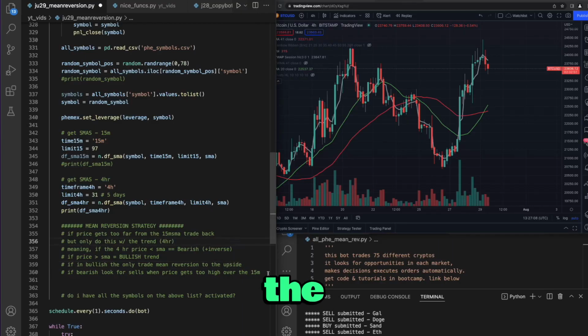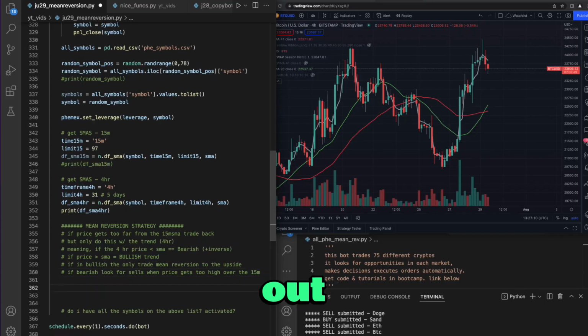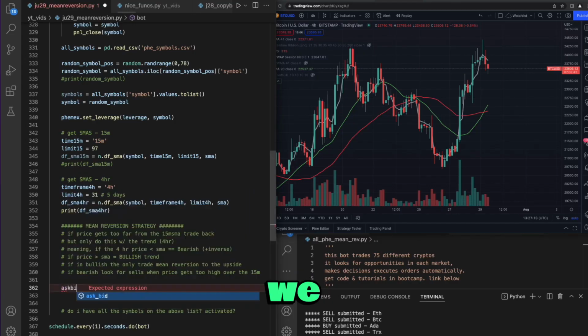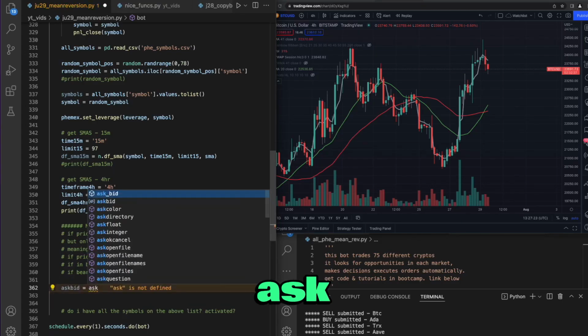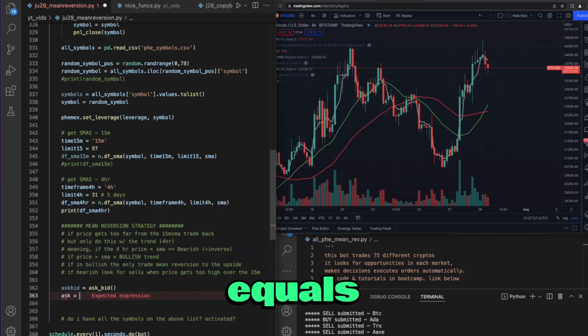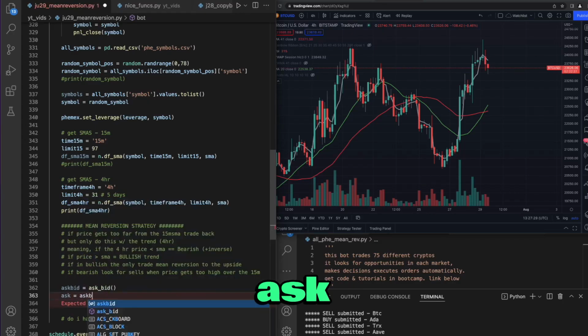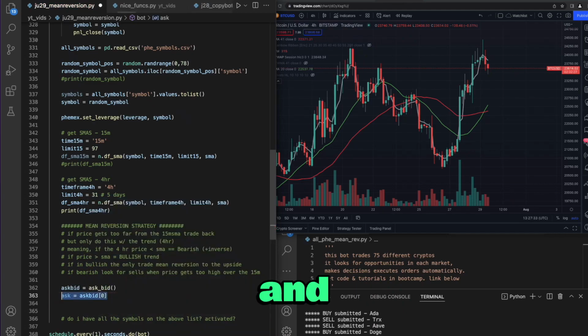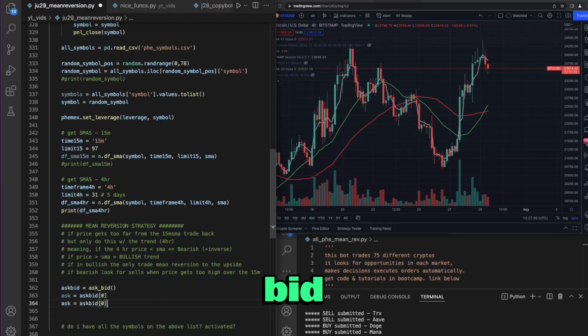Okay, so we got the strategy here. Now let's just go ahead and write it out. I don't think this part's going to take very long. We need to get the ask and the bid. So let's say ask bid. We already have a function up there to get the ask and the bid. So let's just say ask bid, and then ask equals ask bid at position 0, and then bid is just 1.